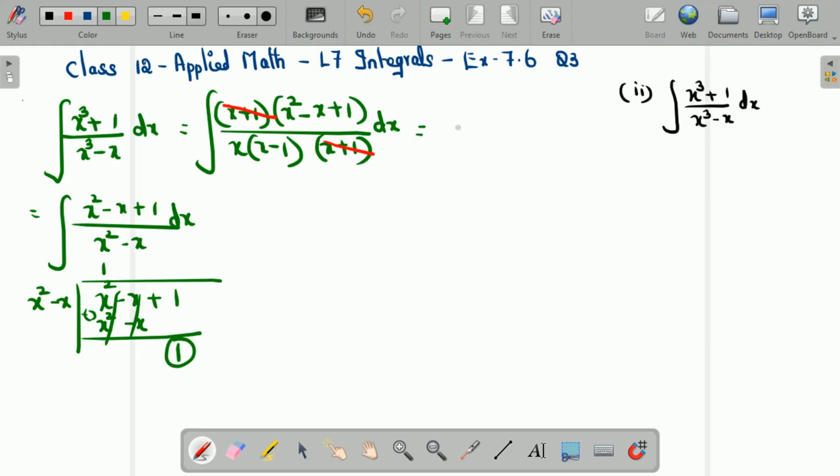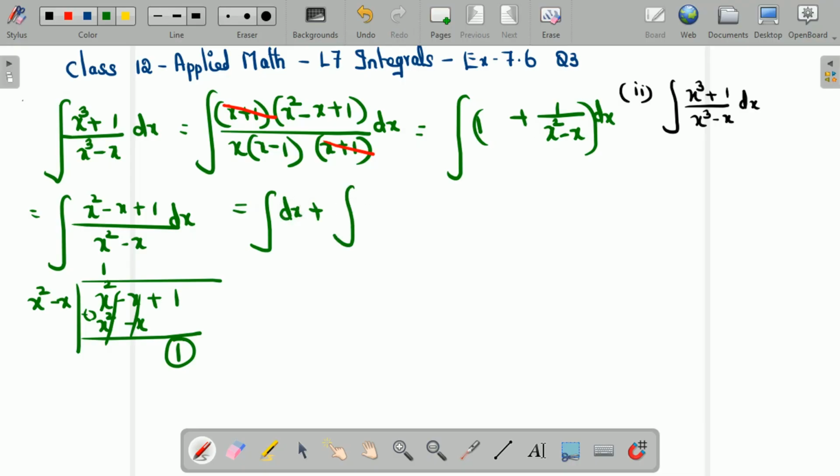So using the quotient remainder formula, this is going to be 1 plus 1 divided by x square minus x dx. So I'm going to break this into two integrations. So it is just integral dx plus integral of dx divided by x squared minus x. This we can directly integrate. So integral of dx is just x plus, here I can break the integration as dx divided by x into x minus 1. So now we can write this part alone in partial fractions.